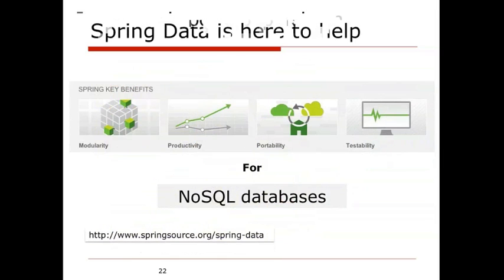And to help out in this new NoSQL world, there's the Spring Data project, and its goal is to provide the benefits of Spring, of productivity and portability and testability, to this NoSQL world. There's support for various NoSQL databases such as Mongo and Redis and Neo4j, for example. So if you go to springsource.org/springdata, you can read all about it.